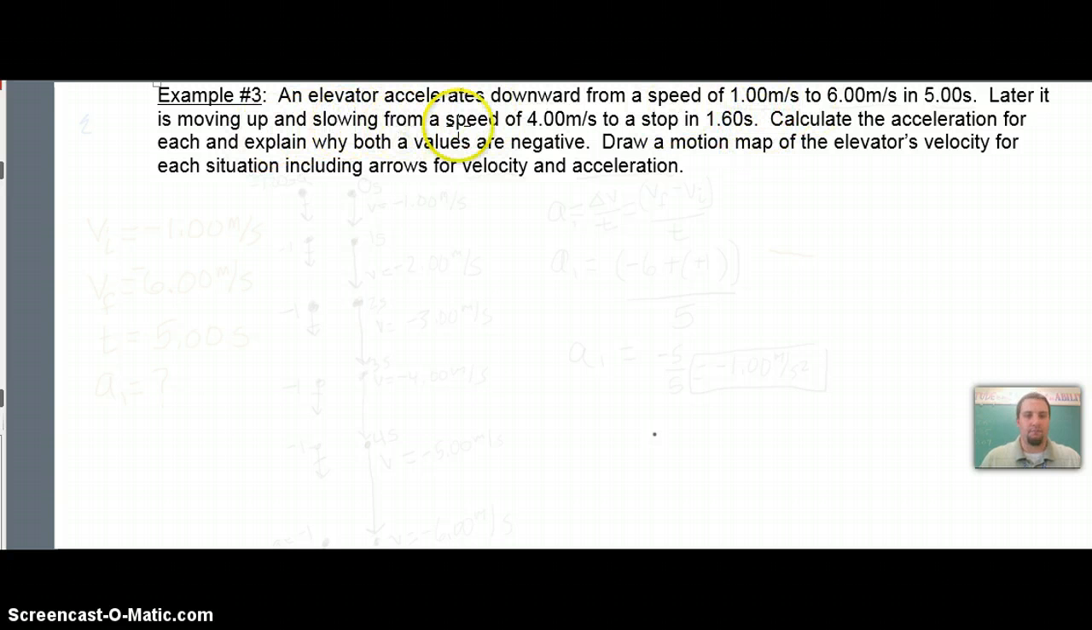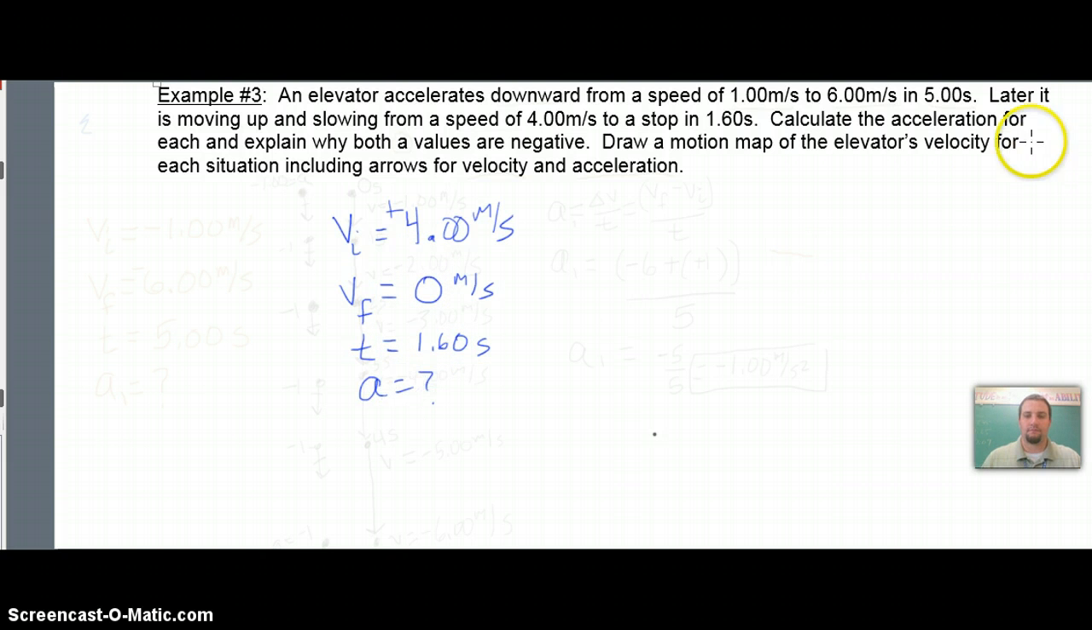The elevator is moving up and slowing from a speed. So the initial velocity is, it's moving up, so it's a positive. I'll just put that there. Positive 4 meters every second. It's stopping, so its final velocity is obviously going to be 0. The time it takes for it to decelerate is 1.60 seconds. When you calculate the acceleration for this, and then we need to create a motion map here.